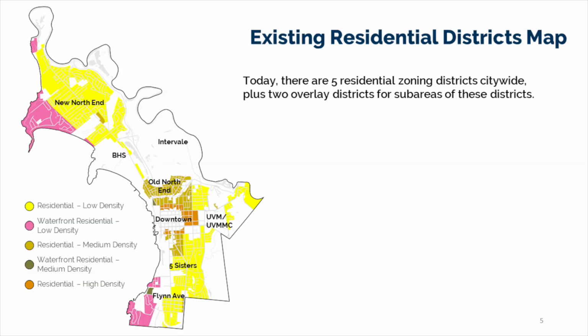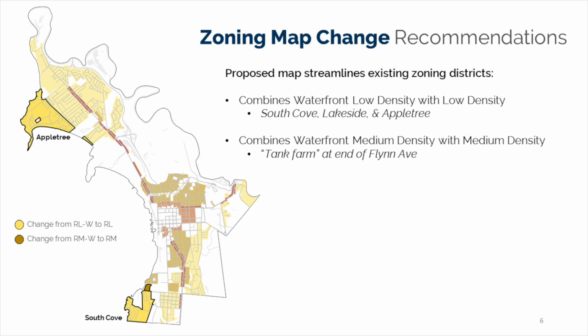Today, there are 5 residential zoning districts citywide, plus 2 overlay districts for sub-areas of these districts. These districts include residential low density, or RL, waterfront residential low density, or WRL, residential medium density, RM, waterfront residential medium density, or WRM, and residential high density, or RH. Specific neighborhoods in the RL districts are within a special zone with more restrictive development standards called the Residential Large Lot Overlay District.